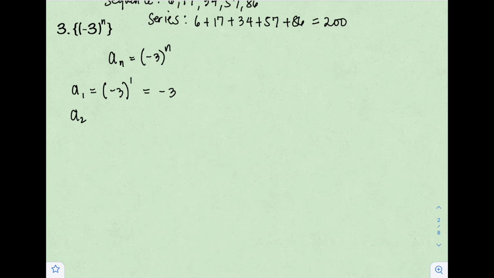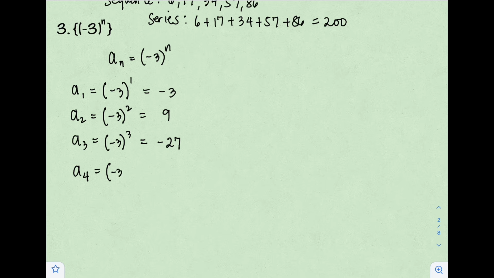Next, second term, we have negative 3, then squared. So, this is 9. So, third term natin, we have negative 3, then cubed. That is negative 3 times negative 3 times negative 3, that is negative 27. Okay? Then, ang ating a sub 4, that is negative 3 raised to 4. So, negative 3 times negative 3 times negative 3 times negative 3, that is positive 81.